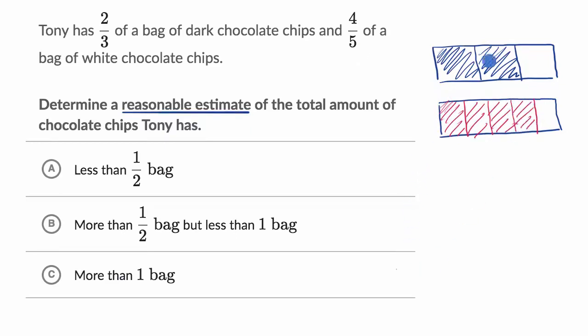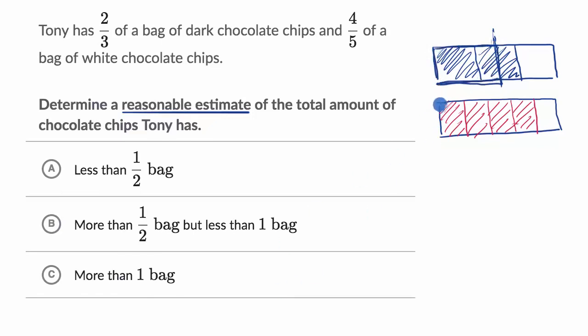So if we were to add these two together, do we have less than 1/2 of a bag, more than 1/2 of a bag but less than one bag, or more than one bag? Well, when you see even the first 2/3, where is a half? A half would have been right around there, if we're talking about half of it. So 2/3 is more than a half.